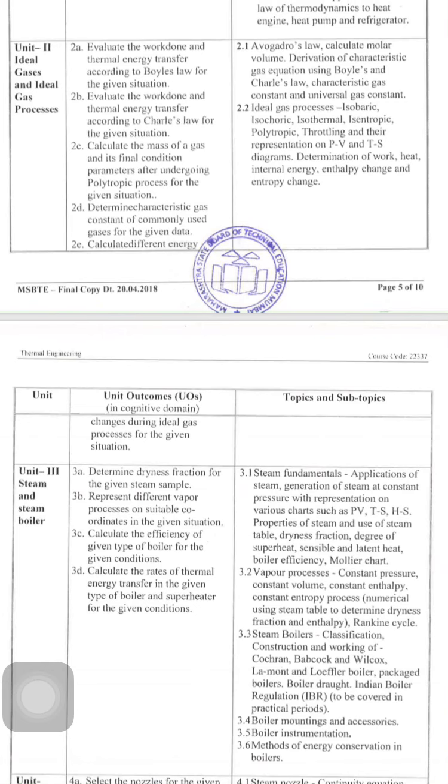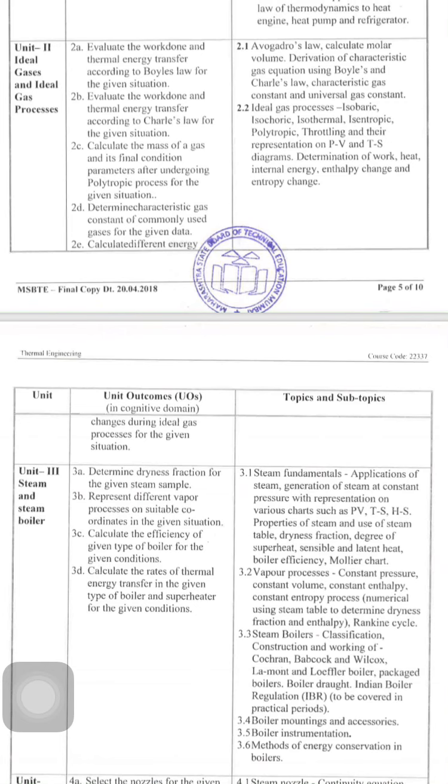Okay. Next one, which is an important part of this unit, is steam boilers. Here we have to learn what is meant by a boiler, the various classifications or types of steam boiler, low pressure boiler, high pressure boiler. After that, we have to study the construction and working of the various types of boiler, like Cochran boiler, Babcock and Wilcox boiler, Lamont boiler, Loeffler boiler, package boiler. Then we have to study what is meant by boiler draught, and we have to learn the Indian Boiler Regulation Act, that is IBR.